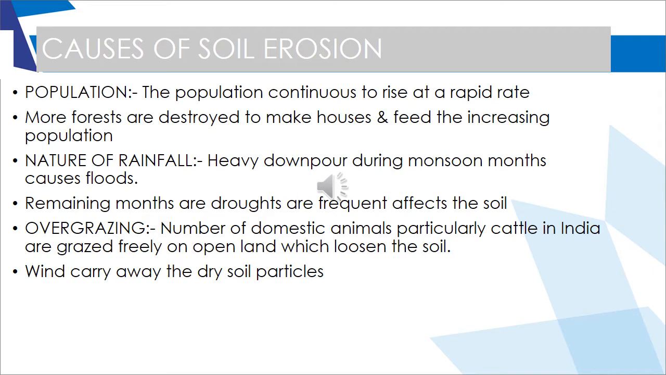The second is the nature of rainfall. During the monsoon months, that is from June to September, if the rainfall is very heavy and continuous for a longer duration, it leads to floods. The remaining months are very dry, as is the case with our country. We get very heavy rainfall from June to September, but the winter months are all very dry, which affects the soil to a certain extent.